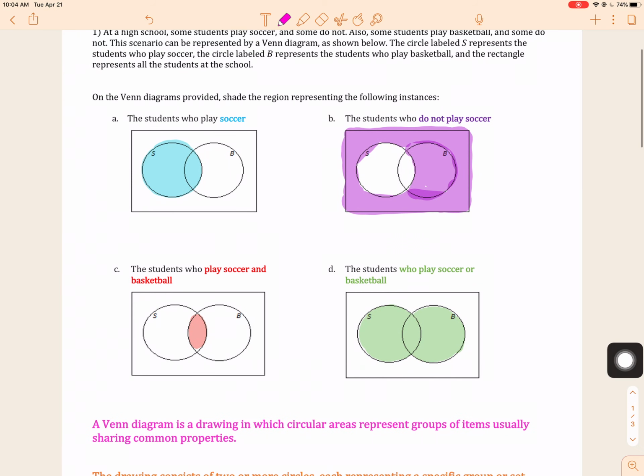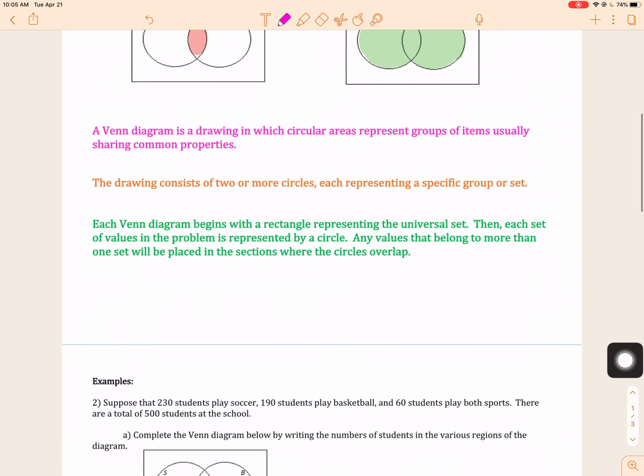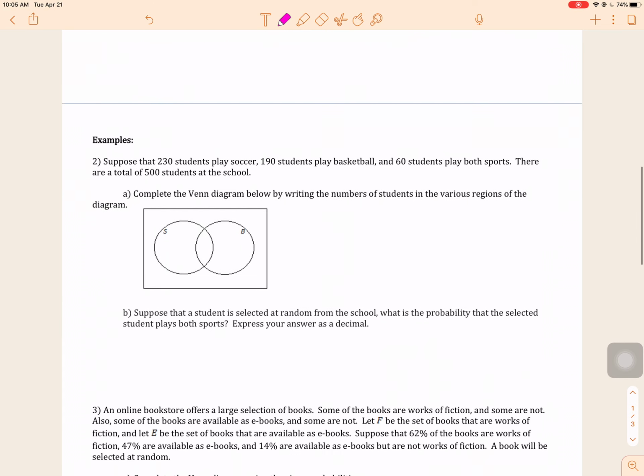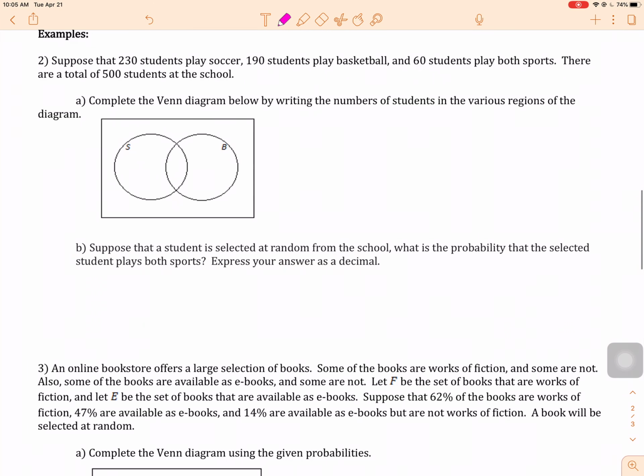So let's look at some examples of how we fill in Venn diagrams. Suppose that 230 students play soccer, 190 students play basketball, and 60 students play both. There are a total of 500 students in the school. Complete the Venn diagram below by writing the number of students in the various regions. Now, a common mistake is people say, oh, 230 play soccer, so they put 230 in the soccer group. But that's not true, because that section represents only soccer, but 230 play soccer in total.